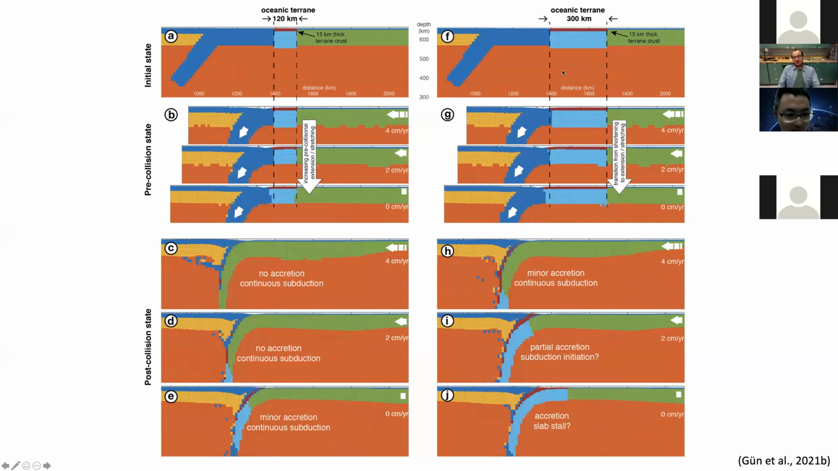This is the initial state at the beginning of the experiments. And this B and G show the pre-collision state, where it starts to collide with the overriding plate. As you can see, we have not much extensional deformation here because this crust is 15 kilometer thick, but still we see something. And it's also important to recognize here the effect of the impulse convergence velocity.